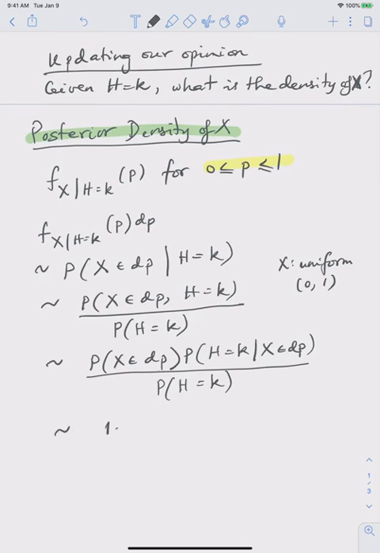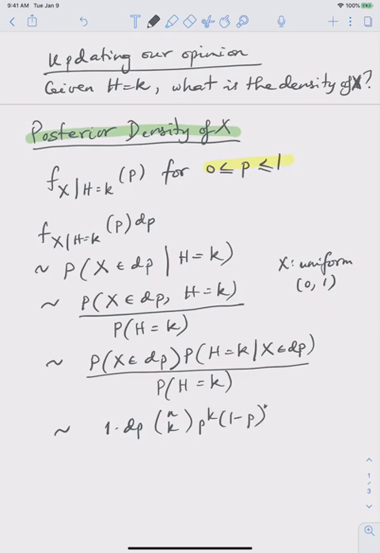And so that's a 1 dP, the first term, the chance that X is in dP because of uniform. And now, given that your coin landed heads with chance just around P, the chance of getting K heads is binomial. And we'll have more to say about that X in dP versus X equals P later, but for now, let's just go with the binomial probability.